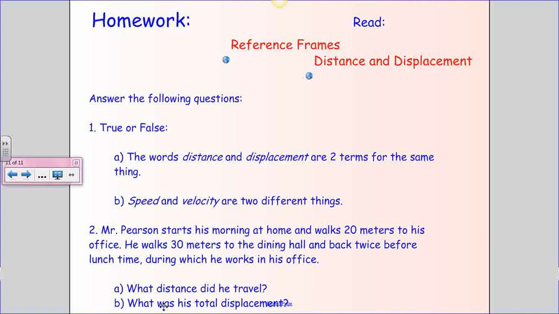Number 1, true or false? A, the words distance and displacement are 2 terms for the same thing. B, speed and velocity are 2 different things. 2, Mr. Pearson starts his morning at home and walks 20 meters to his office. He walks 30 meters to the dining hall and back twice before lunchtime, during which he works in his office. What distance did he travel, and what was his total displacement? So do both of these problems and be ready to turn them in the next time I see you.